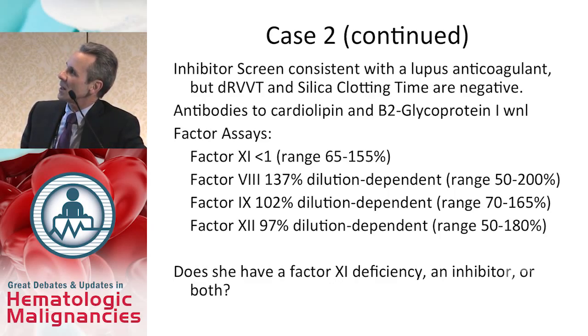We did some ancillary tests to make sure she didn't have other markers, perhaps, of antiphospholipid antibodies. They were negative. And then we go to the lab and start doing factor assays. And in fact, her factor 11 is extremely low at less than 1%. But her factor 8, 9, and 12 are all normal. And in fact, there's a dilution-dependent pattern with those factors, kind of what you see with a lupus pattern if you do progressive dilutions in factor assays.